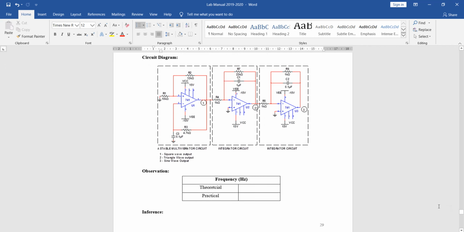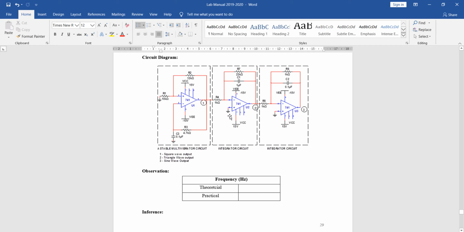So this will be the circuit diagram where we use three 741 op amps. The first circuit is a stable multi-vibrator circuit. As the name states, we have seen this particular circuit using a 555 timer, but in this case we are using a 741 op amp for obtaining an astable multi-vibrator circuit. The output is at this particular part, which gives a square wave output, and this square wave output is given as an input to the integrator circuit.